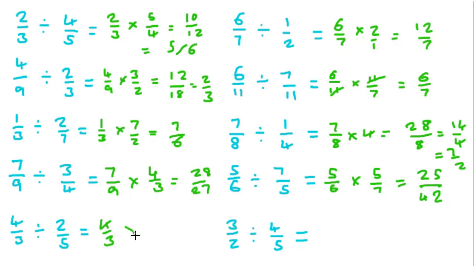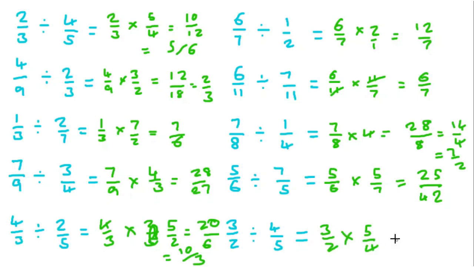Then we have 4/3 multiplied by 5 over 2, and that is equal to 20 over 6, which is equal to 10/3. And finally, for these examples, we have 3 over 2 times 5 over 4, and that is equal to 15 over 8.